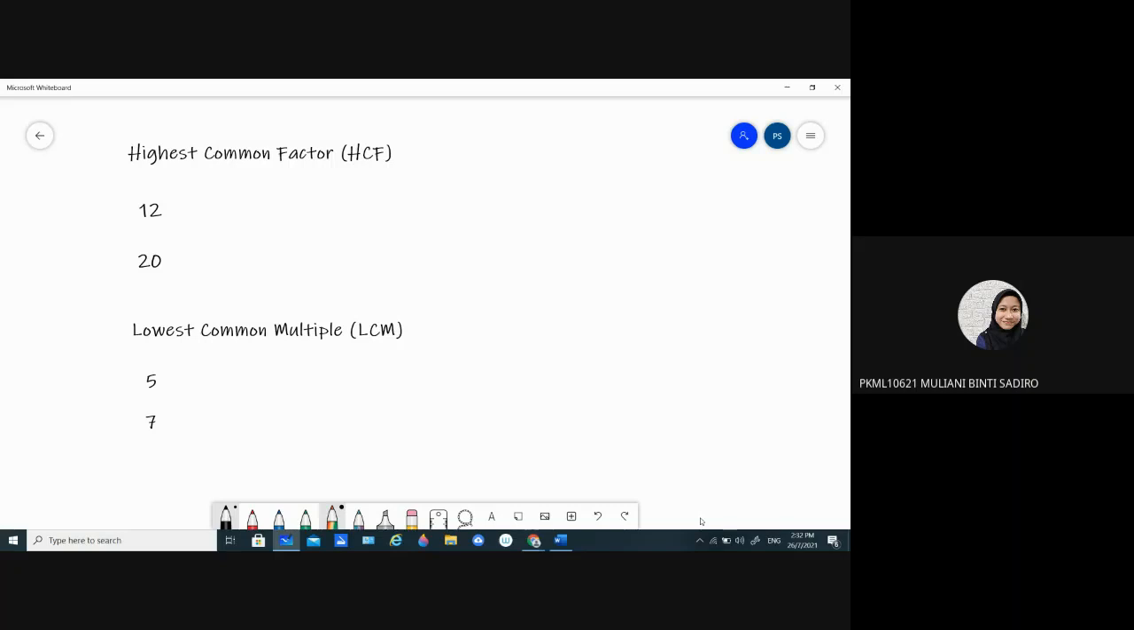Malay we called it? Faktor sepunya terbesar, FSTB. Yes, faktor sepunya terbesar. And LCM is? Gandaan sepunya terkecil, GSTK. Yes, GSTK. Okay, gandaan sepunya terkecil. In case you have studied in Malay, so you can follow us with these terms.